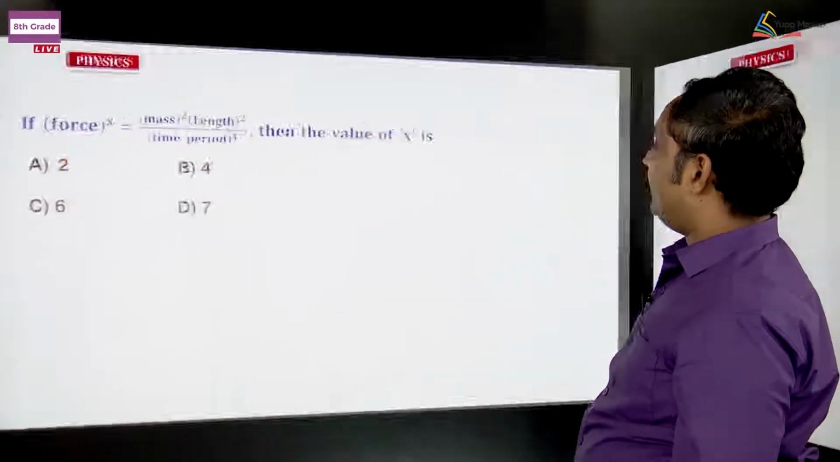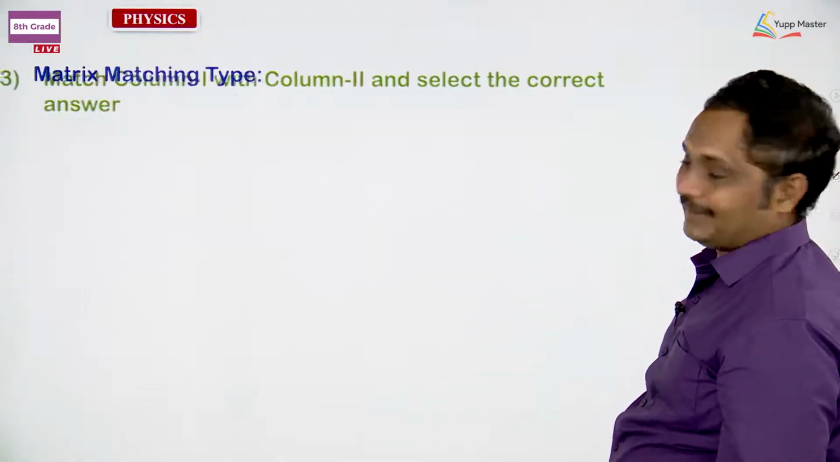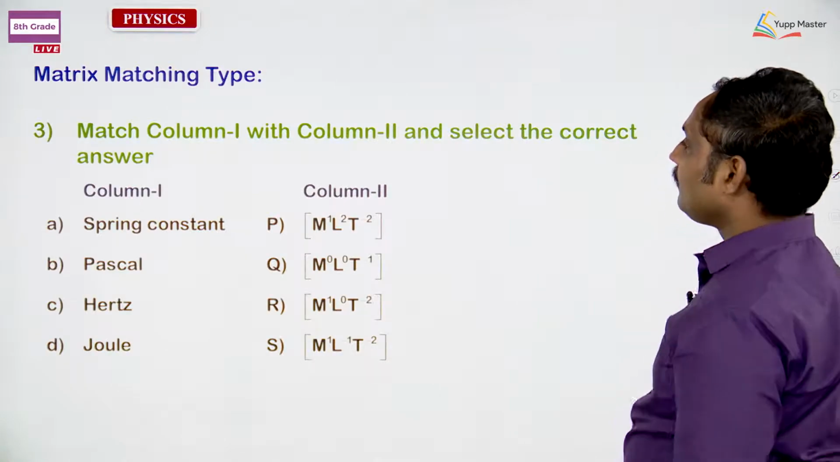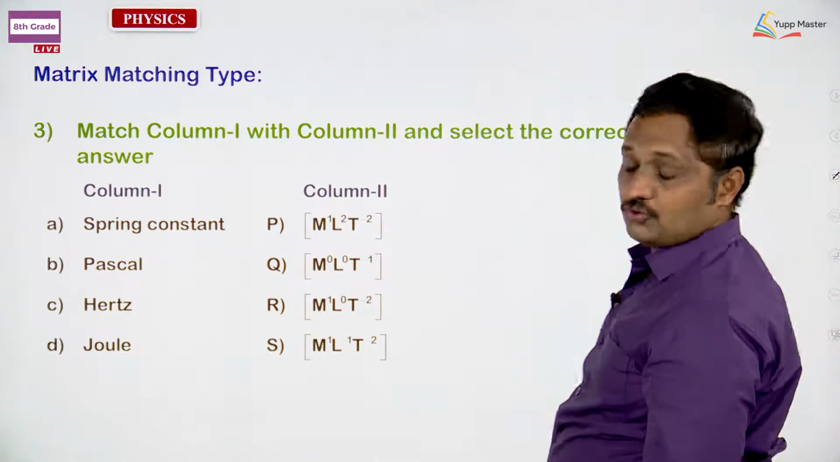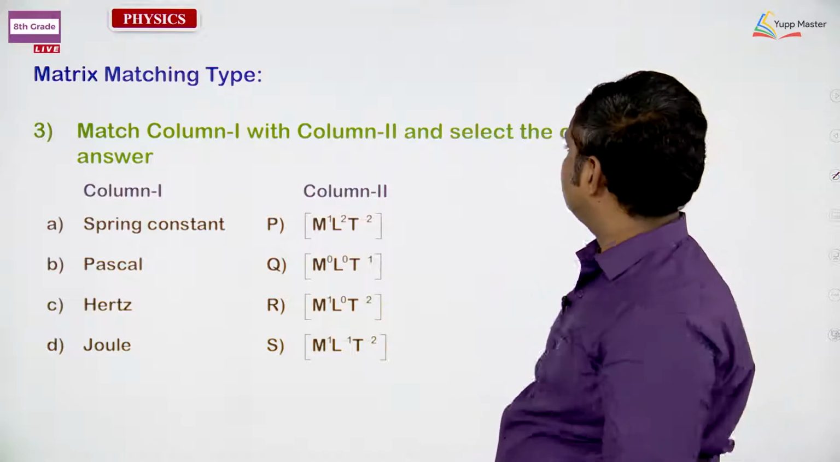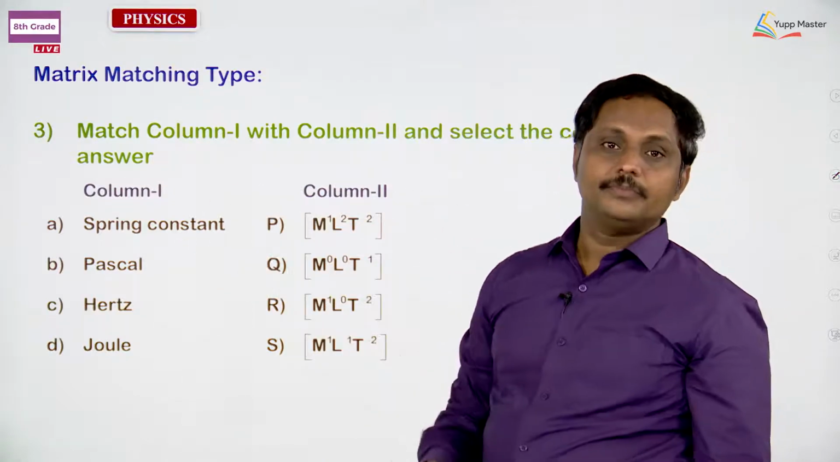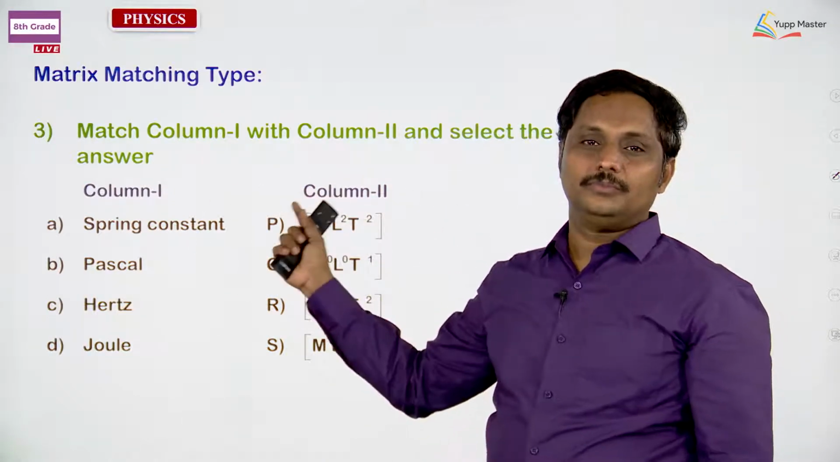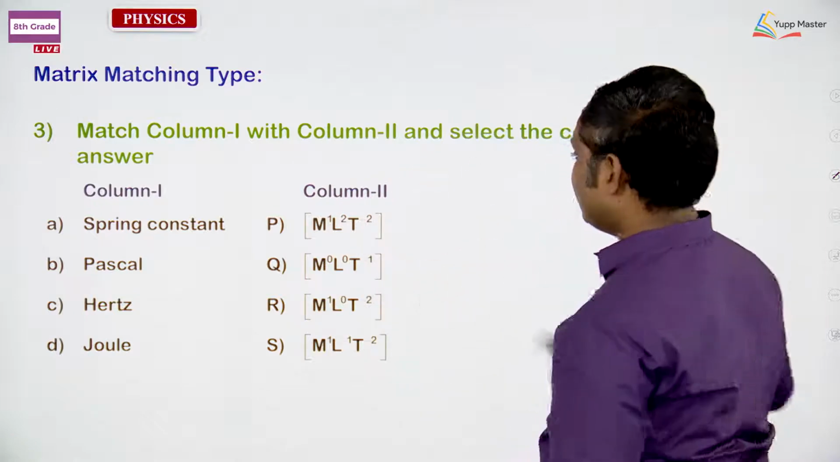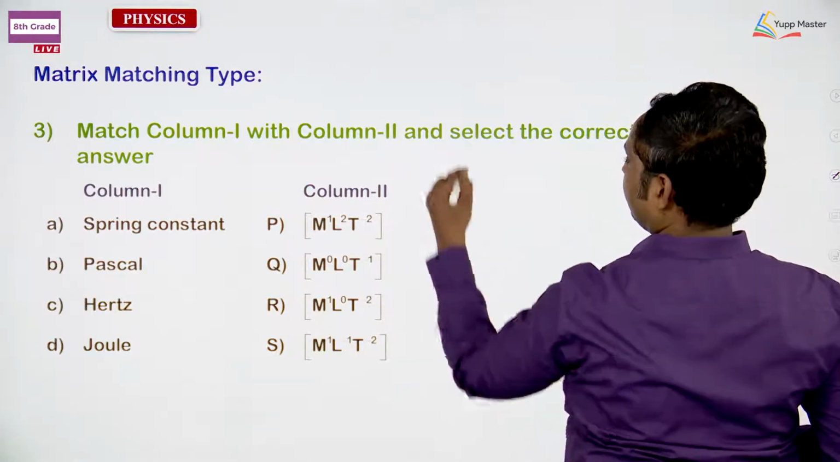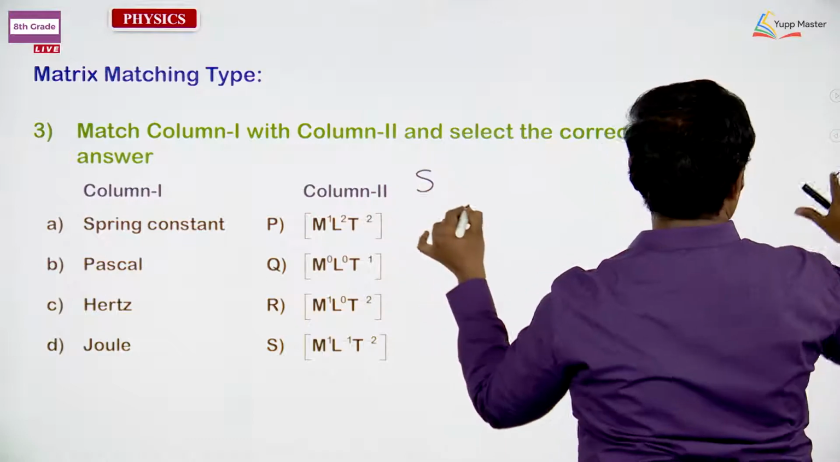Let us go for another one, matrix match type, very clear. So, okay, we are going to calculate some dimensional formulas and the dimensions also. Right, you can take that. First one is spring constant.